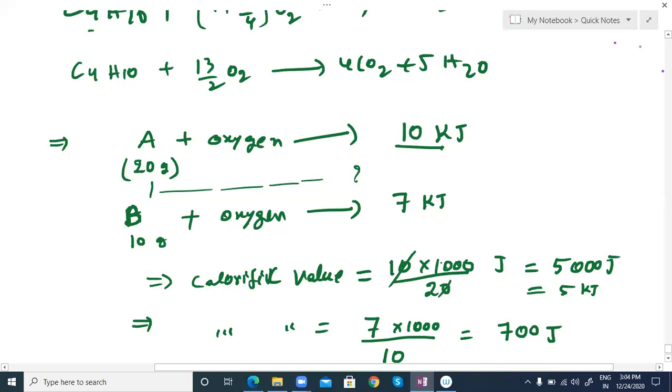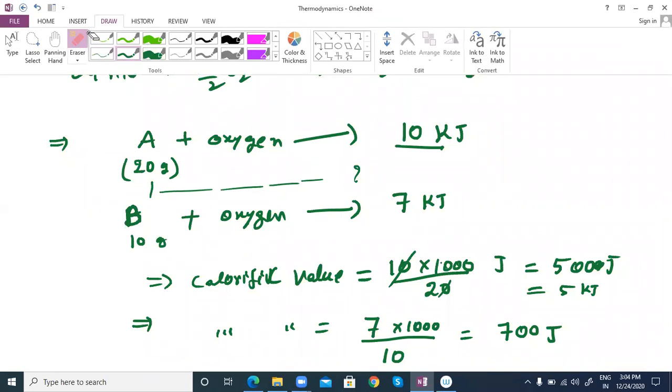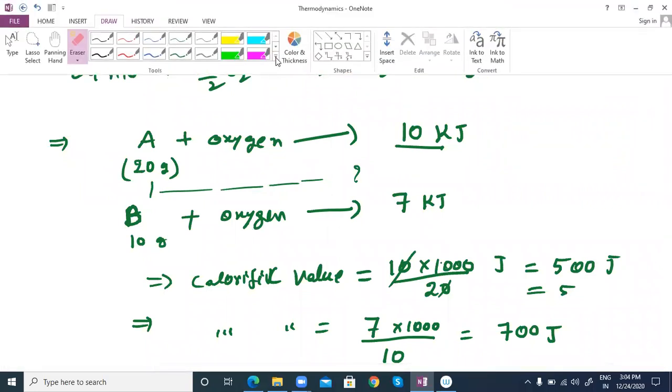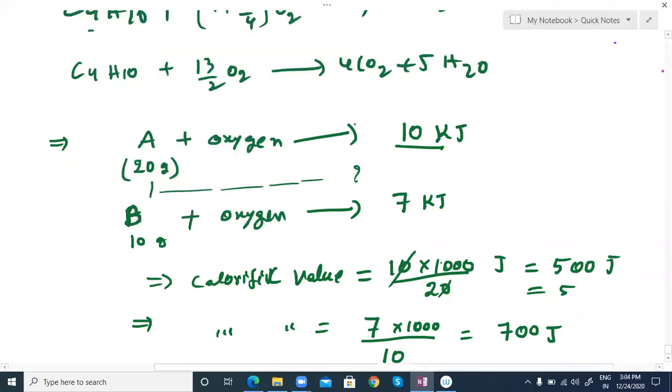Is it correct or wrong? Okay, 500 joules. This is 500 joules and this is 700 joules. Which one has more calorific value? A or B? 500 joules, this is 700 joules. A or B, sir? Which one has more calorific value?